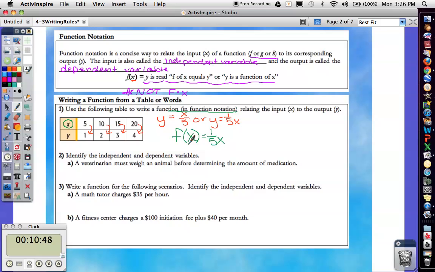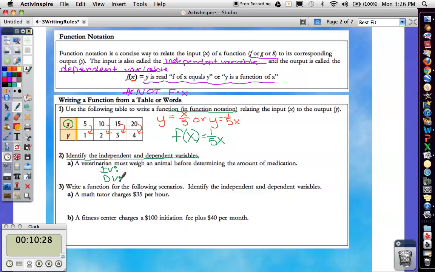All right, then for number 2, you need to make sure you get your directions. Identify the independent and dependent variables in the situation. So we're not going to solve anything for this first one. All we're going to do is identify what is independent, what can be whatever I want it to be, and what is dependent in this situation. What is depending on that first value?